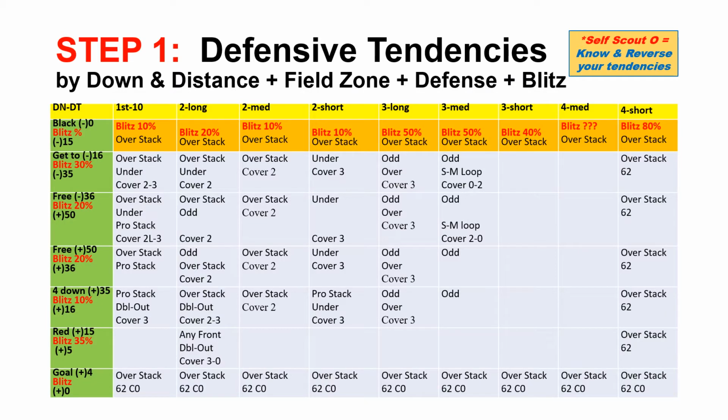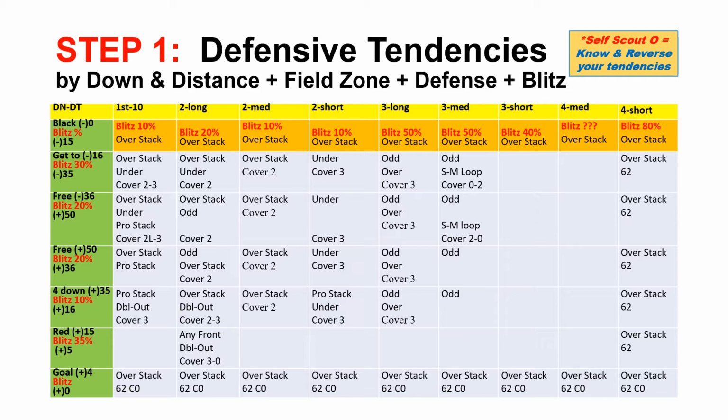So step 1, we want to get those defensive tendencies. We're going to do this by down and distance. So you can see in the yellow at the top, we've got all the different down and distances. And then on the left in the green, we've got the field zones. So we call the black zone coming out, get 2. Then we've got our free zone around the midfield. Then we get into that 4 down zone. You can change where it's at, but we're using plus 35 here. Red zone and then the goal zone.